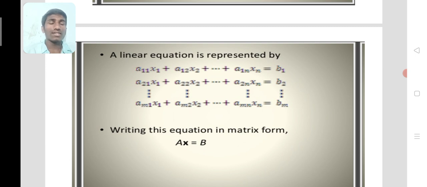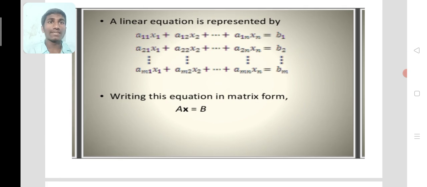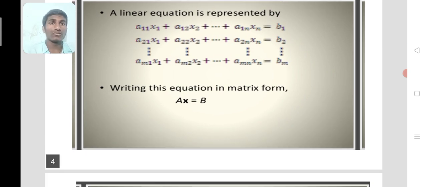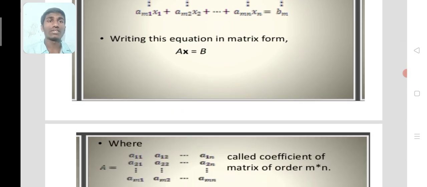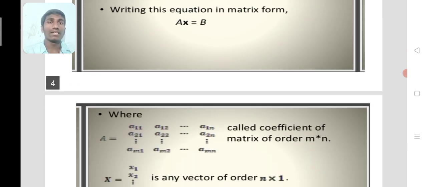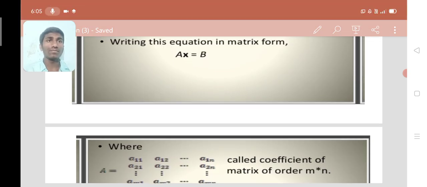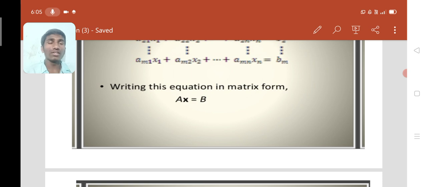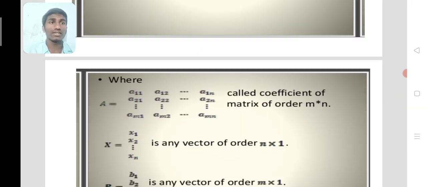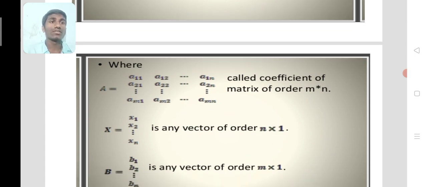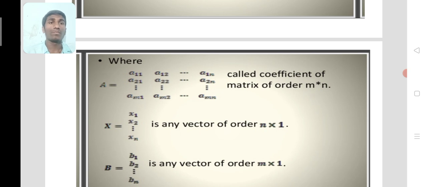And following are other examples of linear equations. We have to write this system in the form Ax equal to B. Here B is a constant and x is a variable. So we can get an augmented matrix from the linear equations. We take the coefficient of each variable in each linear equation and form a matrix of order m into n.